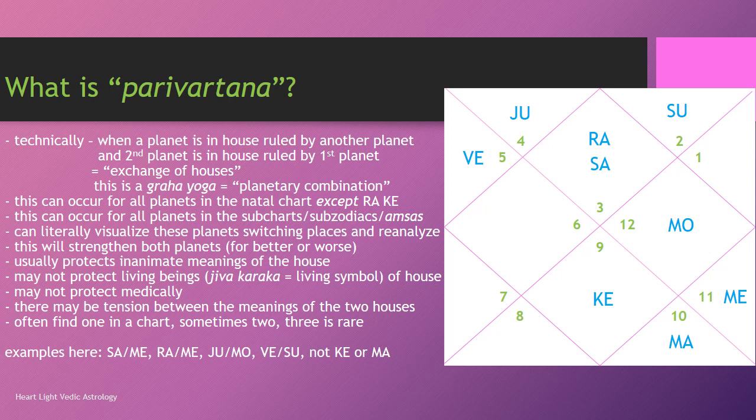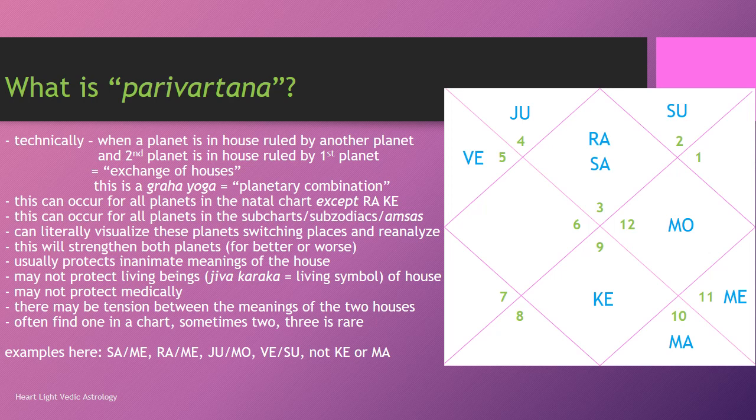And as I mentioned, Parivartanas are fairly common. They're not that hard to find, at least one in a chart. More rare is two, and very rare is three. I think the only chart I've seen that has three Parivartanas is Indira Gandhi's chart, if I remember correctly. Yeah. So anyway, I set up a mock chart here with planets in different places, and we can go through.